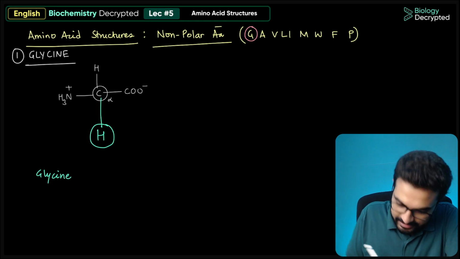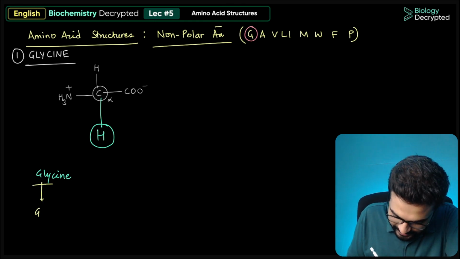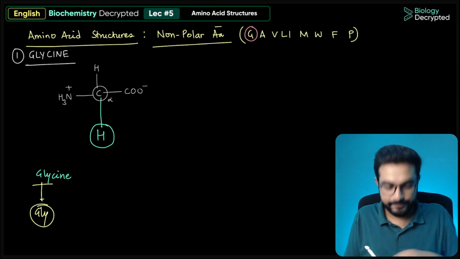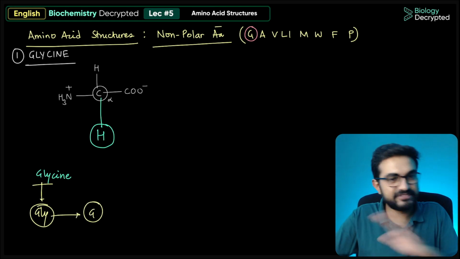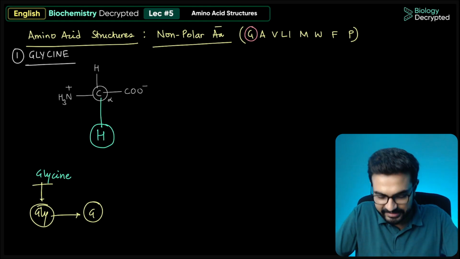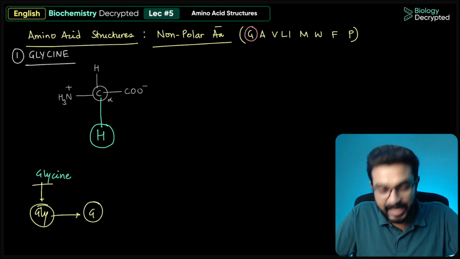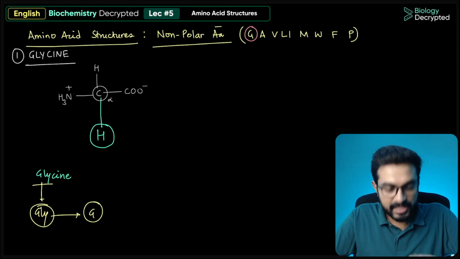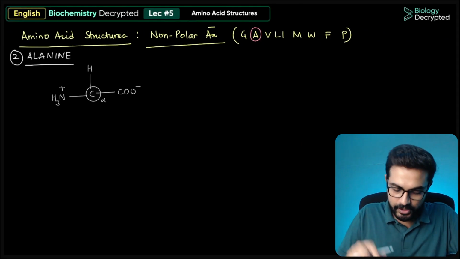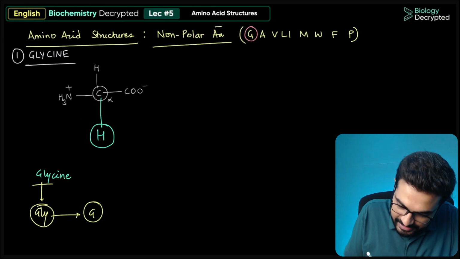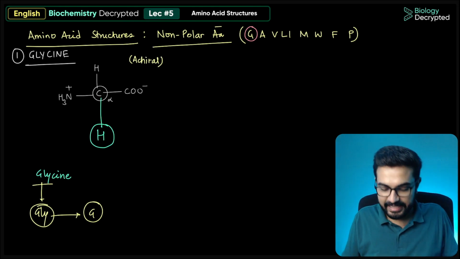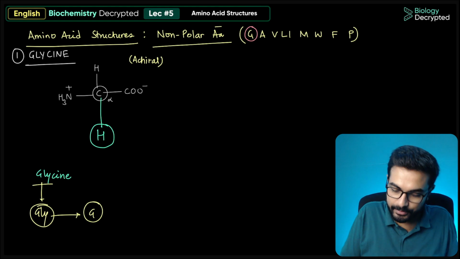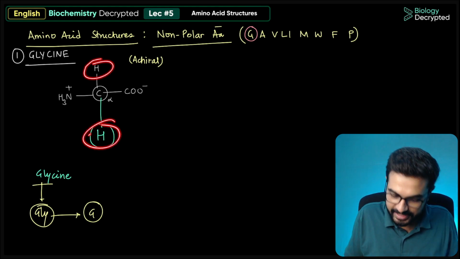For glycine, the 3-letter code is GLY or Gly, and the 1-letter code is G. It is as simple as that. There is nothing complicated here. The R group here is H. Now, as you know, glycine will be achiral. Glycine is obviously achiral because there are two same groups. You can see H here and H here.